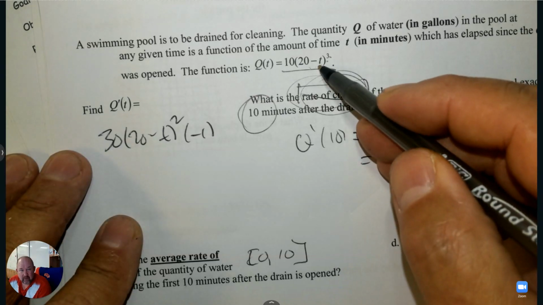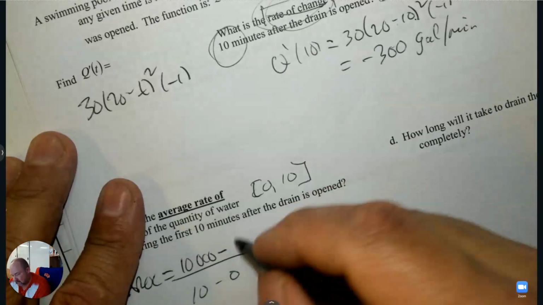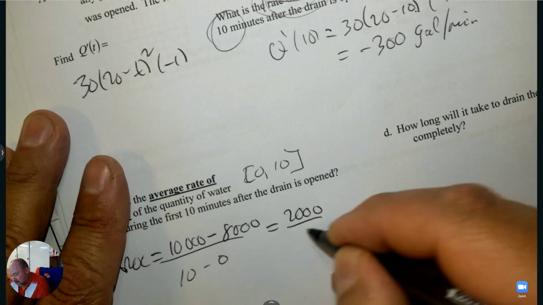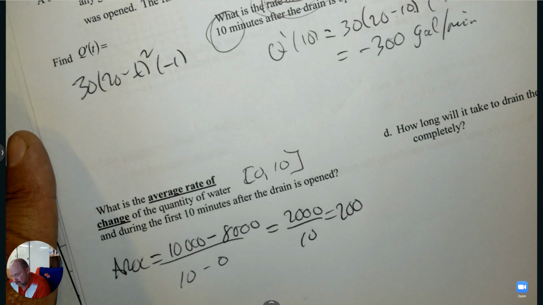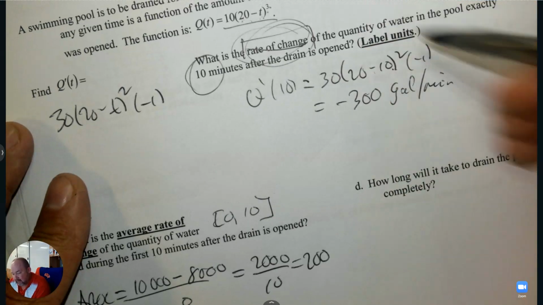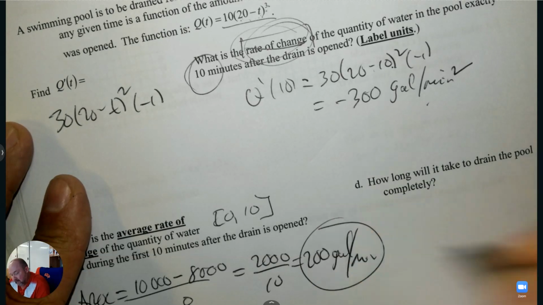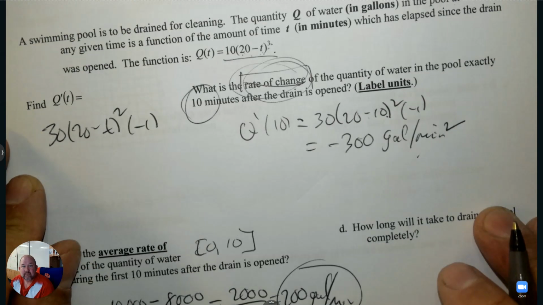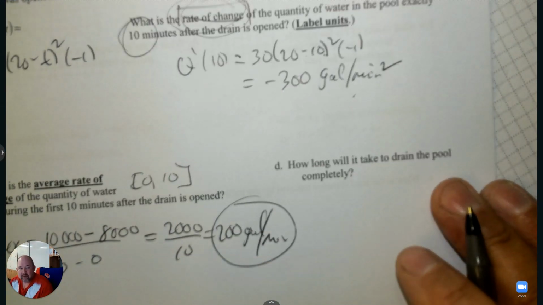And then if I plug in 0, that's 8,000. So if I subtract that, I get 2,000 over 10, which is 200. So Q is already a rate. So this is going to be gallons per minute squared. This is going to be gallons per minute. So on average, it's 200 gallons per minute.